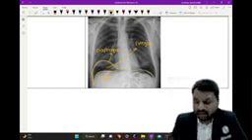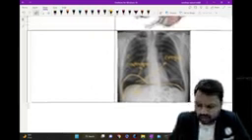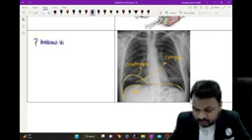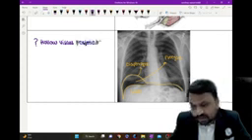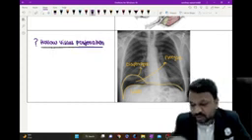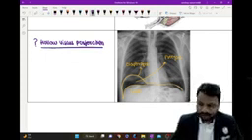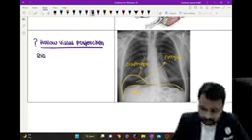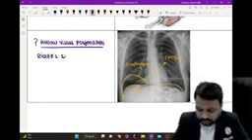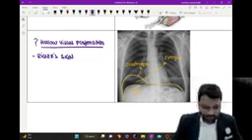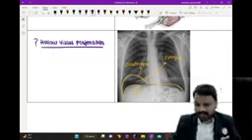If there is free gas under the right hemidiaphragm, this is consistent with hollow viscus perforation, right? The other sign that you will see in a hollow viscus perforation, this free gas under the diaphragm, is also called Rigler's sign, right? Now, Rigler's sign, this is the free gas and Rigler's sign, I'll explain across.